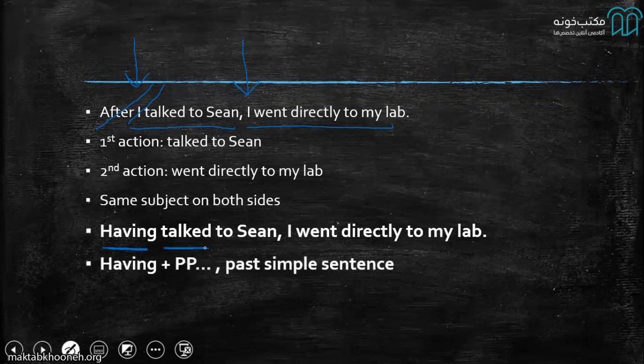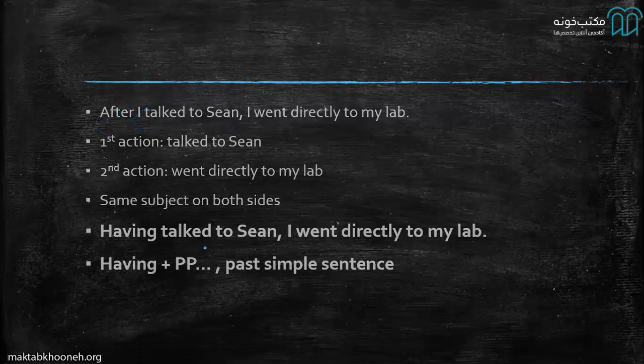Why? Because we use "having" plus past participle, and then we have the next part of the sentence. So it's always "having" plus past participle. For this, "talked" is the past participle of talk, and it's the past form. But for other verbs like go, you would have to say "gone." "Having gone home, I called my mother." "Having done something, I did something else." Let's look at some other examples.